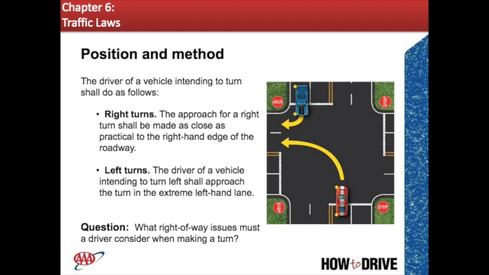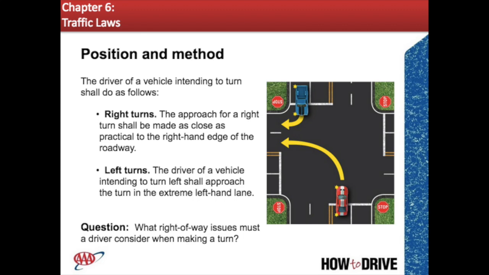Position and method. The driver of a vehicle intending to turn shall do as follows. For right turns, the approach for a right turn shall be made as close as practical to the right-hand edge of the roadway. For left turns, the driver of a vehicle intending to turn left shall approach the turn in the extreme left-hand lane.